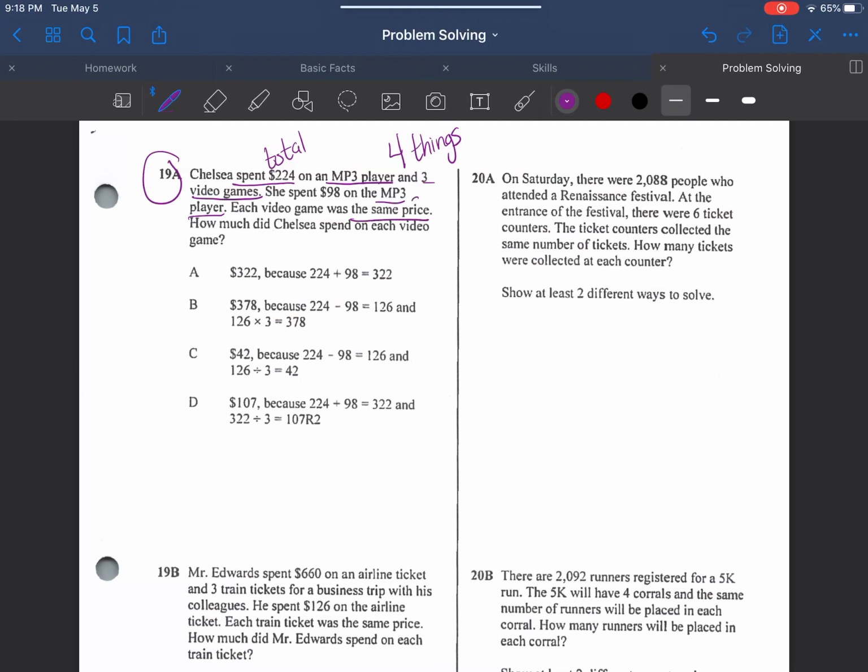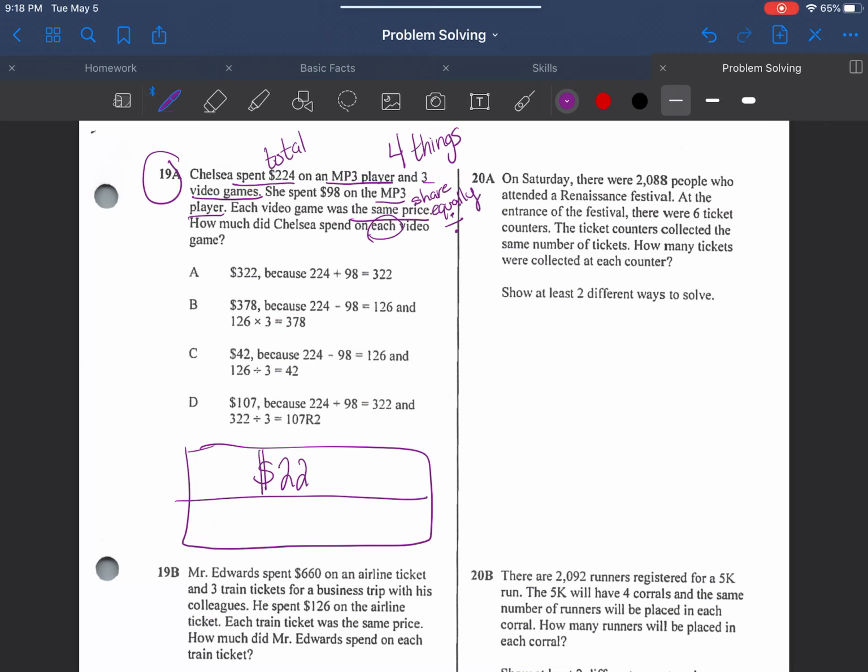She spent $98 on the MP3 player. Each video game was the same price. The same price means share equally, which will mean that we're going to divide. How much did Chelsea spend on each video game? So I'm looking for each, again one more time. That's a clue word for division. So I'm going to go ahead and do my strip diagram.